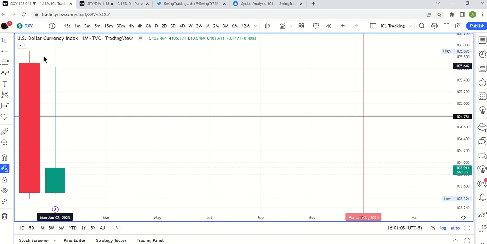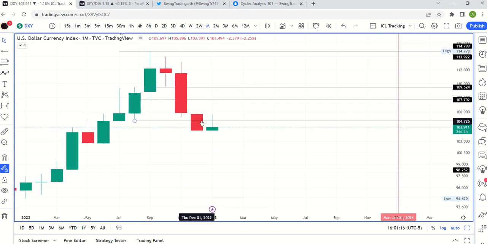Look, you can see with your own eyeballs. This is a high right here, on this red candle, and this is another high. This high is lower than this one. That's what you would expect in a downtrend.